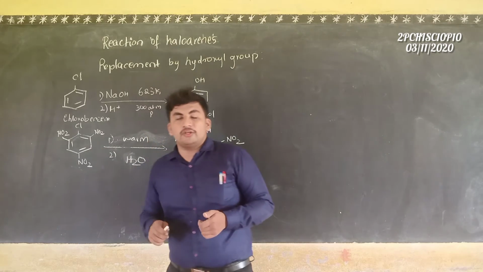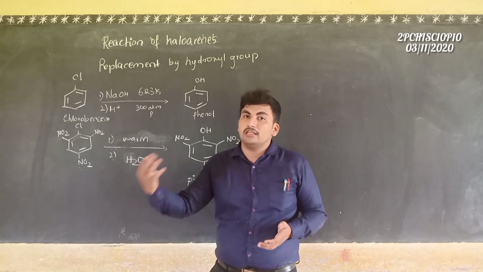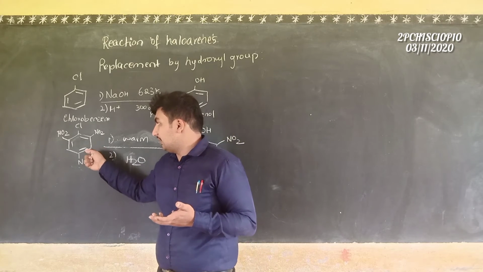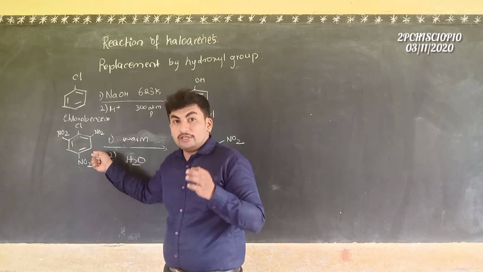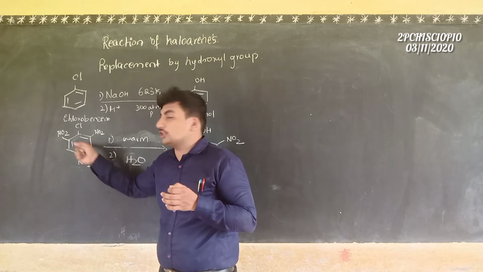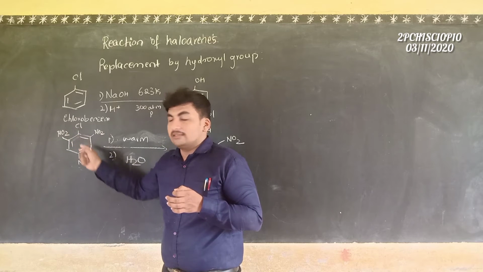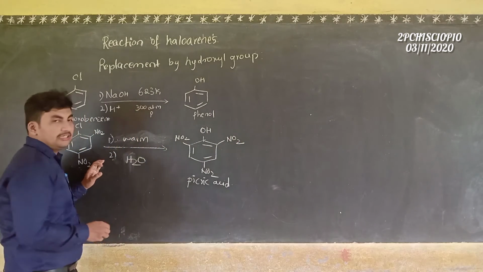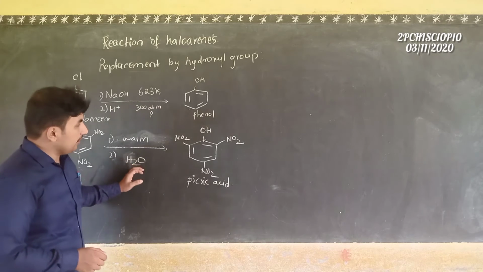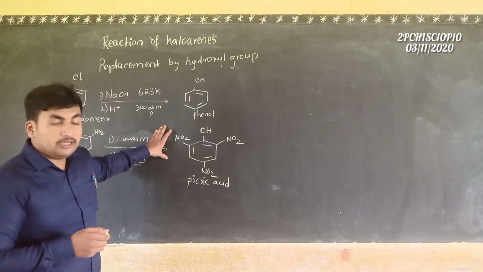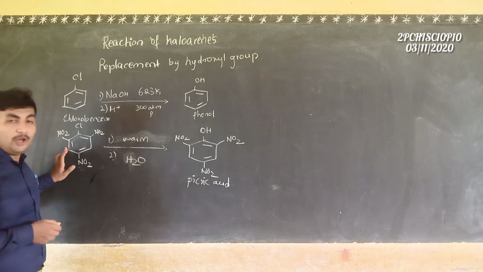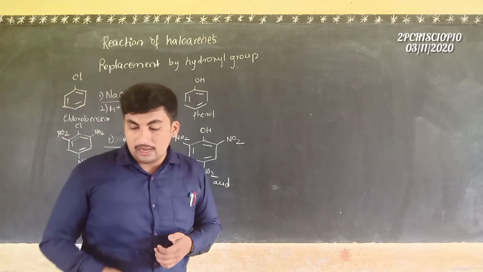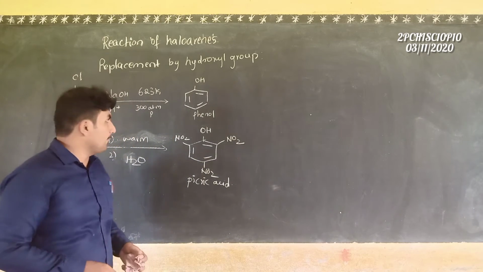If the electron withdrawing group is at the meta position, there is no change in reactivity. If the electron withdrawing group is present at the meta position with respect to the chlorine group, the reactivity of the reaction doesn't increase. Why does the reactivity of haloarenes increase when the electron withdrawing group is present? We will understand that by the mechanism.